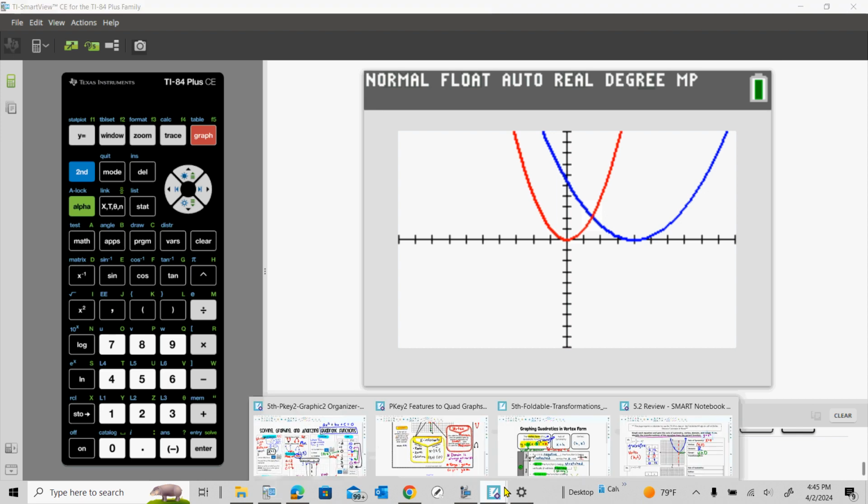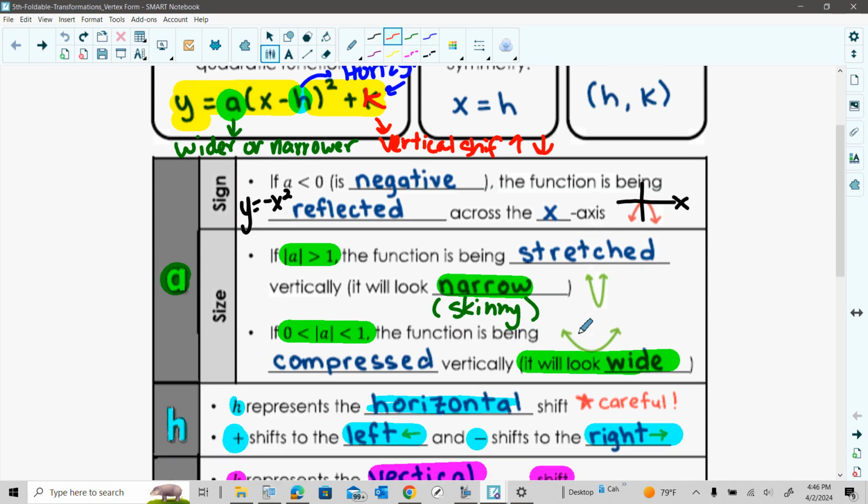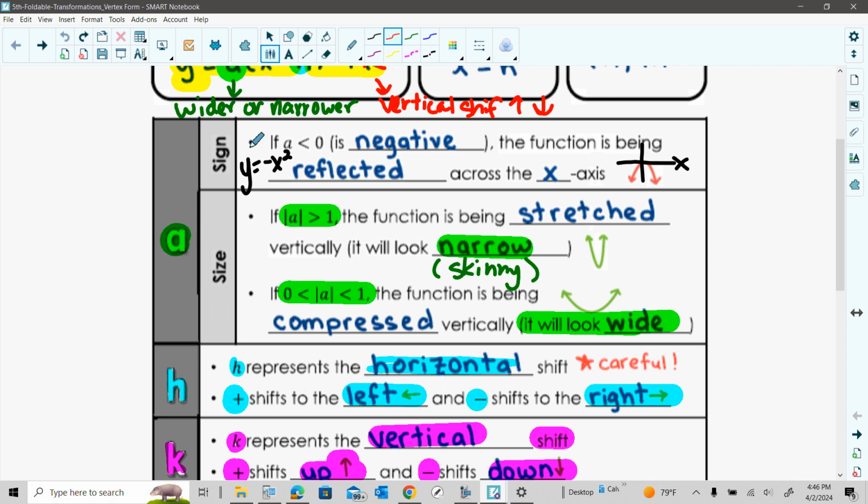So to help you with this, that's why we want to focus on this note sheet. So we start with the A. There's no sign change. There's no negative. But it's either narrow, a stretch, or wide, a compress. It's a stretch when the absolute value of the A, the number in front of the parentheses or the x squared, is greater than 1. And it gets wider, compressed, when it's between 0 and 1. 0 and 1 is when basically we're going to have fractions here.